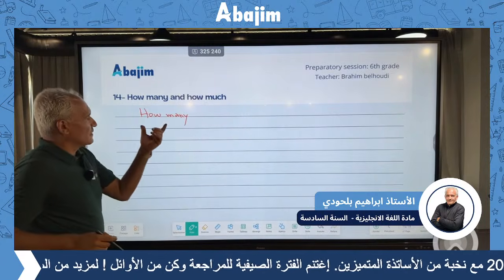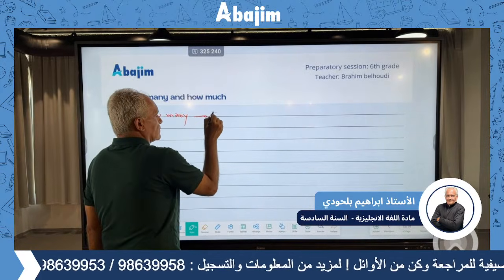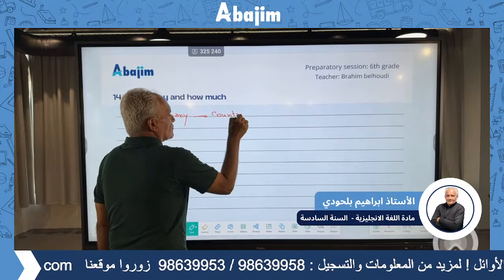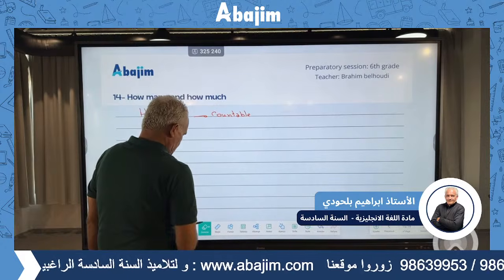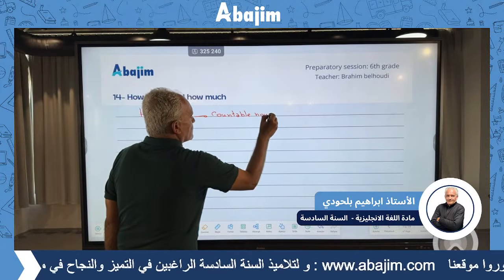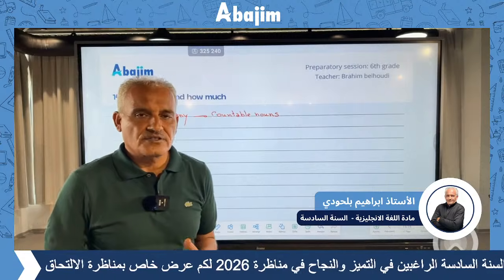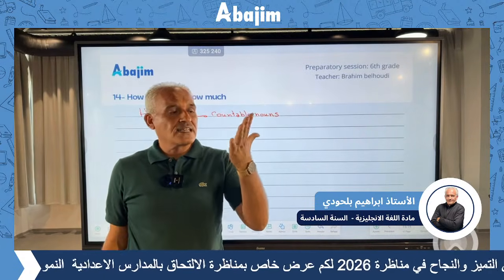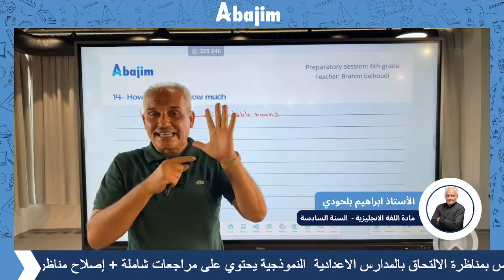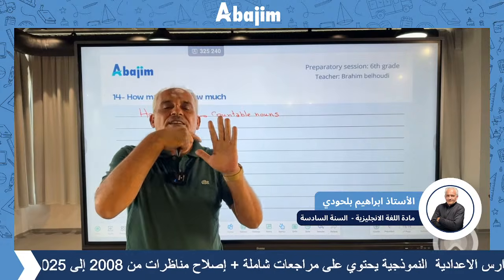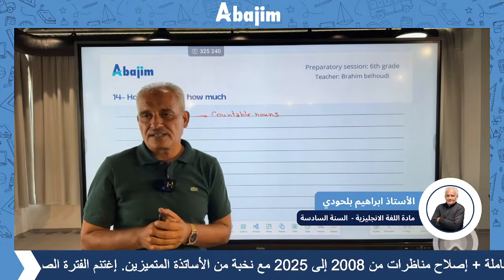So we use this determiner, how many, to ask about countable nouns. Countable nouns means nouns that I can count. For example, I say, how many fingers have you got in your left hand? I can count my fingers in my left hand. I say 1, 2, 3, 4, 5. So they are countable. That's why I use how many to ask about their number.